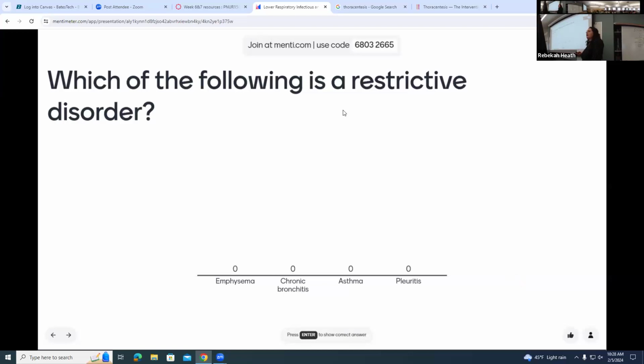Okay, so looking back at some of the diseases that we've looked at: emphysema, chronic bronchitis, asthma, pleuritis. Which would be a restrictive disorder?